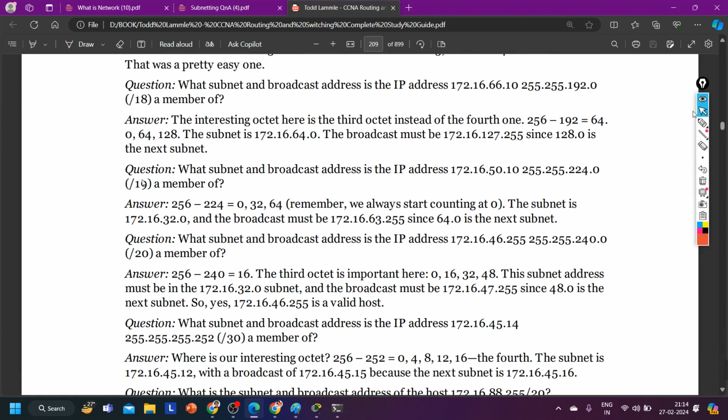Okay, then the second question. Or can you guys solve it by yourself? Tell me fast. Again, it is asking for the subnet, meaning the network ID, and the broadcast address of this IP address. This is a valid IP address. This is the subnet mask, which means 224.